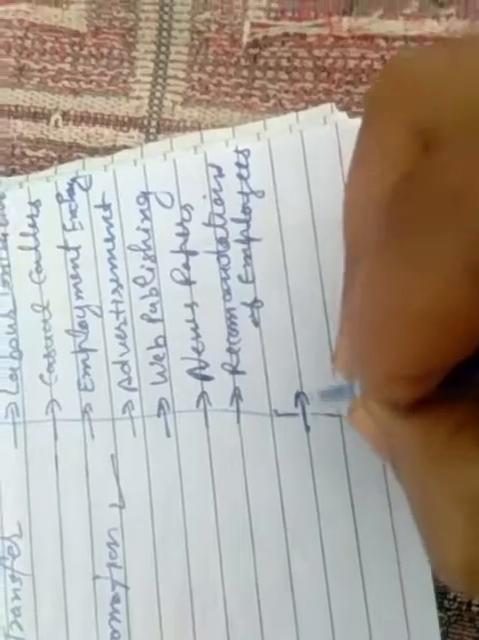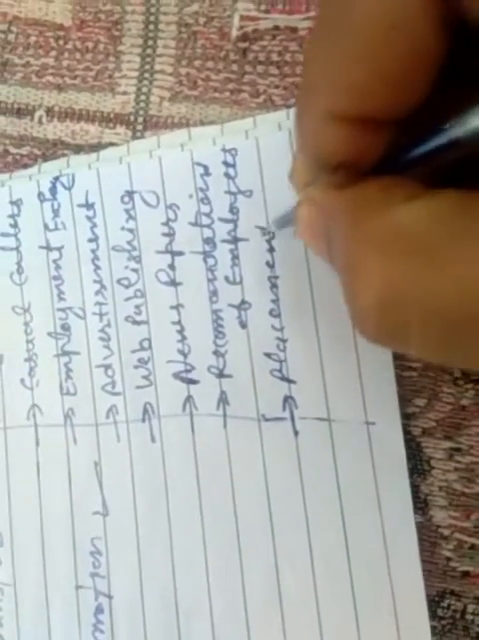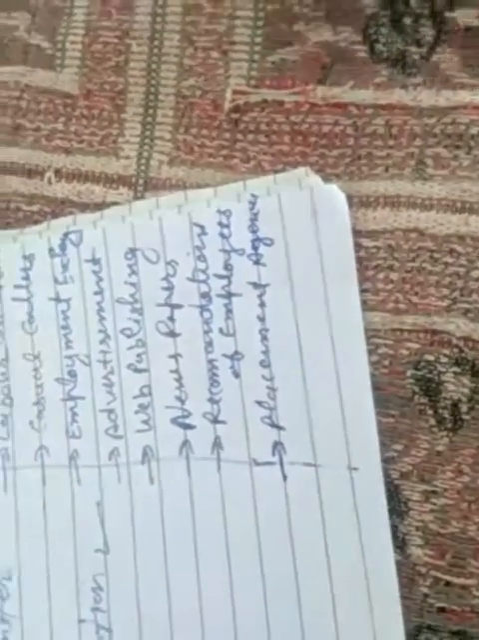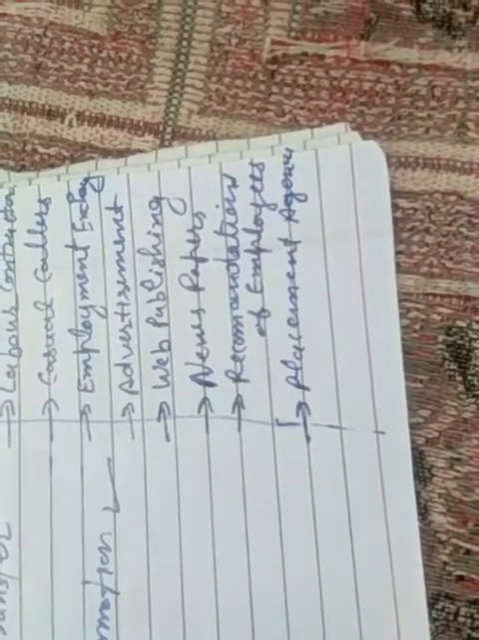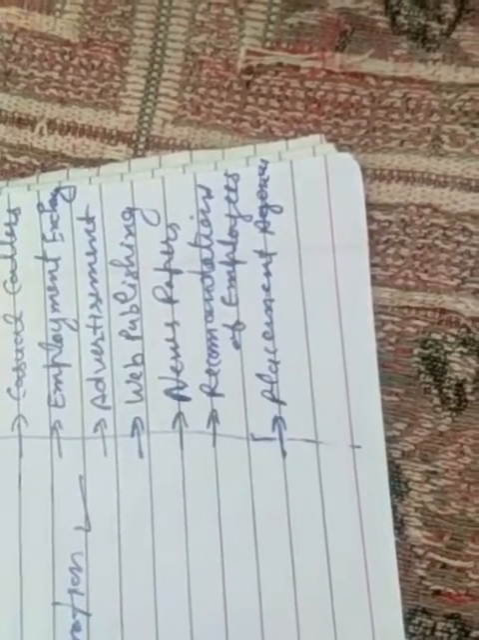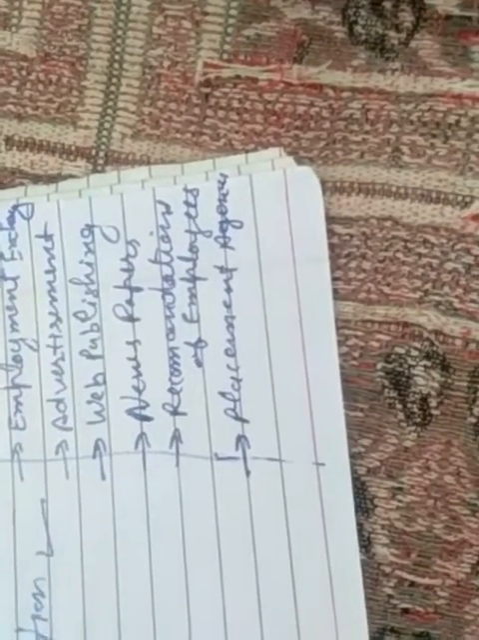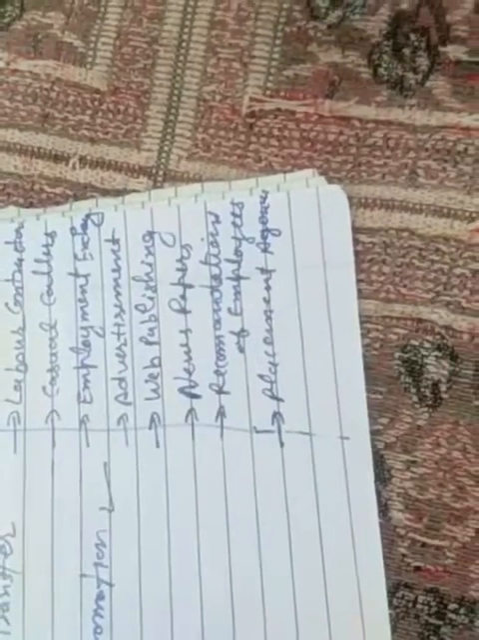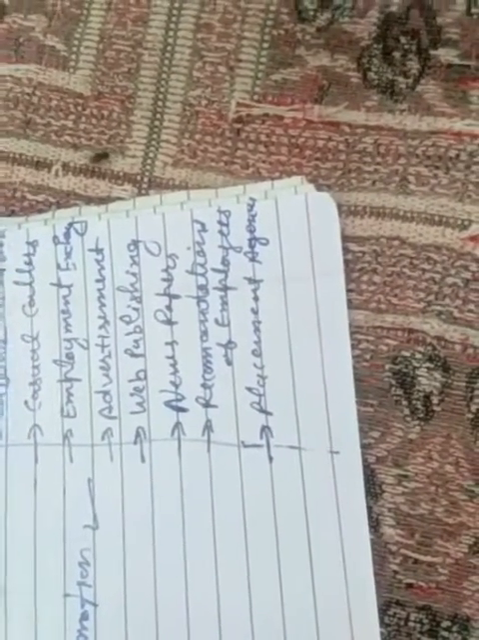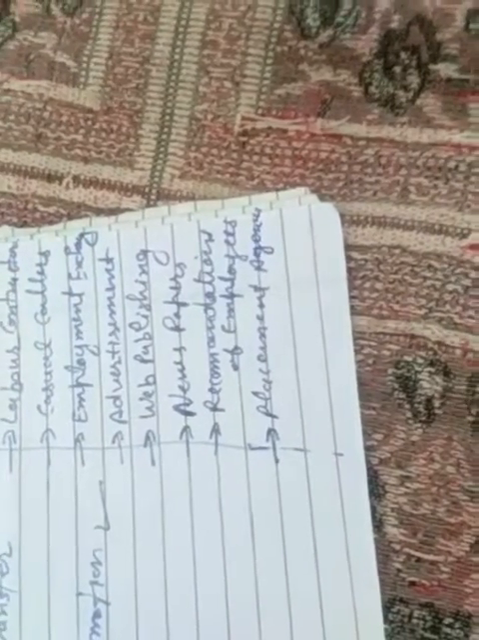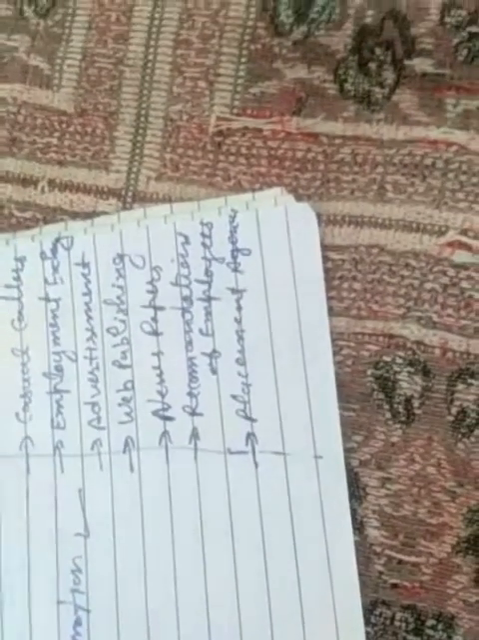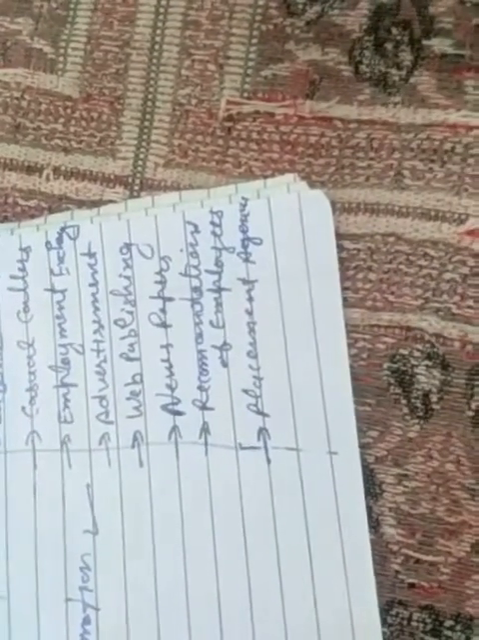Next is placement agencies and management consultants. In technical and professional areas, private agencies and professional bodies appear to be doing substantive work. Placement agencies provide a nationwide service in matching personnel demand and supply. These agencies compile biodata of a large number of candidates and recommend suitable names to their clients. Such agencies charge a fee for their service, and they are useful where extensive screening is required.